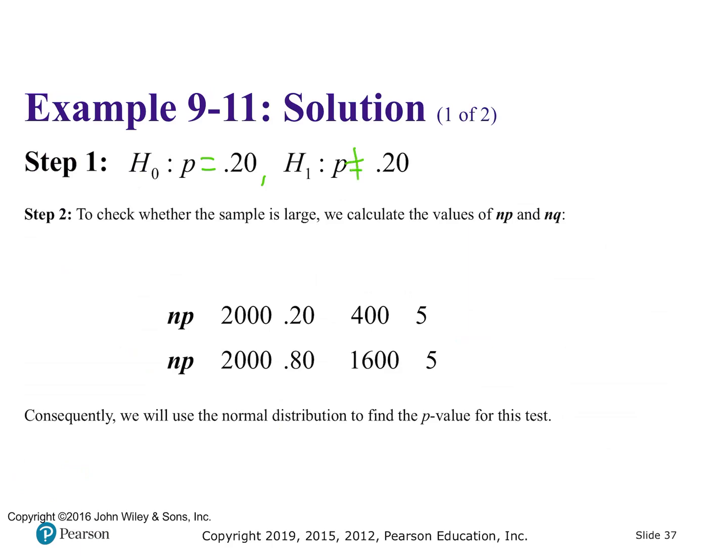It's a two-tail test. And yes, we always like it a lot when you show that you can use this. Let's correct the error. NP will equal 2,000 times 0.20, which is 400. Of course, that's greater than 5. And yeah, if NP is 400, then NQ better be a lot bigger. It's 1,600. That's way bigger than 5. And so, yep, normal distribution is good to go.